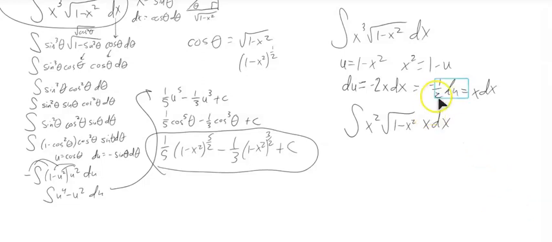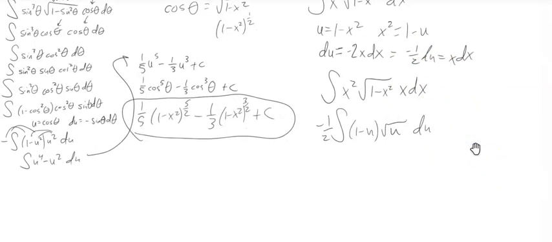So I'm going to do my substitutions. I know that x squared is 1 minus u. The square root of 1 minus x squared is u. X dx is negative 1/2 du. So I'm going to throw that negative 1/2 out front, throw my du there, and I can distribute that u into there.